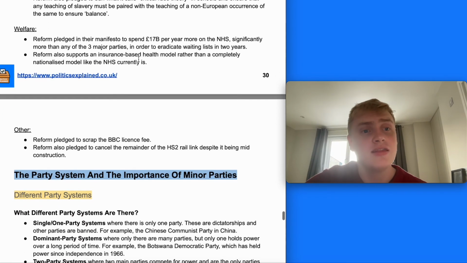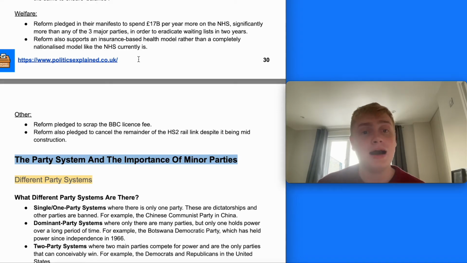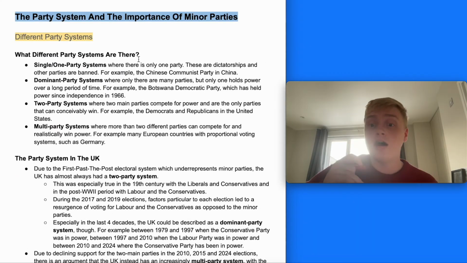On welfare, they pledged to spend £17 billion per year more on the NHS, significantly more than any of the three major parties, in order to eradicate waiting lists in 2 years. And they also support insurance-based health models rather than the completely nationalised model the NHS currently is. They also pledged to scrap the BBC licence fee and cancel the remainder of the HS2 rail link, despite it being mid-construction.